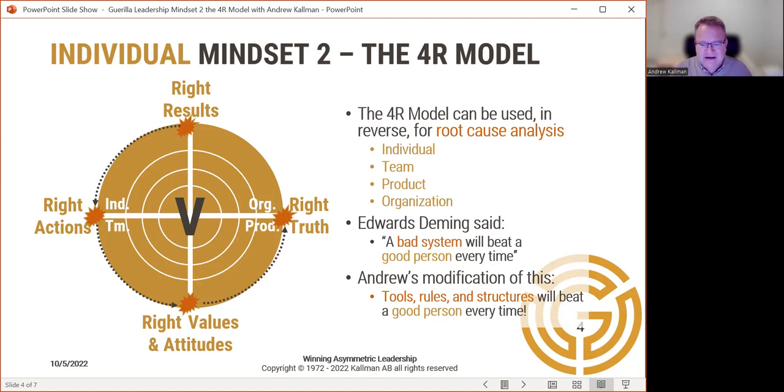But the other thing we need to understand is what Deming said. It's not always the individual who's at fault, and that's why I put this quote in here. Edwards Deming reminds us that a bad system will beat a good person every time. Now, my modification of this in today's world is tools, rules, and structures will beat a good person every time. And so it can really interfere with a journey to excellence on the mindset and leadership side. And if that's happening, your efforts are going to fail more often than not. And it's not going to be a good picture at all.